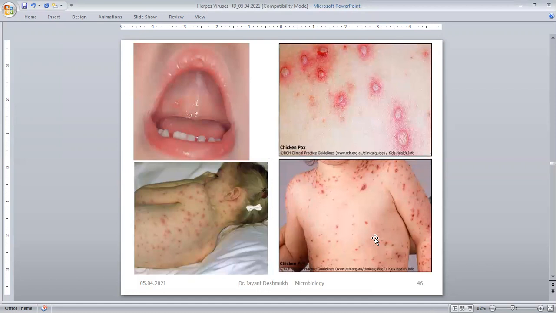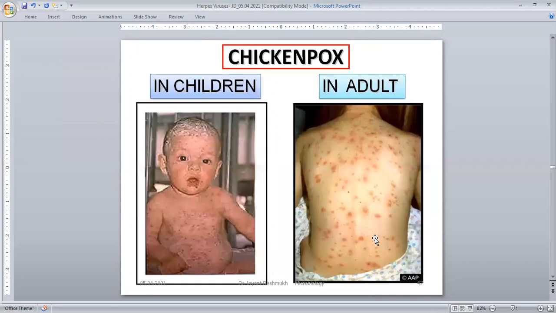Generalized lesions, mostly common in children, with macule, papule, vesicle, pustule, and crust. All types of eruptions may occur. In children, chickenpox is asymptomatic or a mild form and heals without any complication. So we can say chickenpox is good in children. Chickenpox is a primary infection caused by varicella zoster virus, and it may occur in adults. But in adults, compared to children, it is a severe or very serious infection associated with different types of complications.